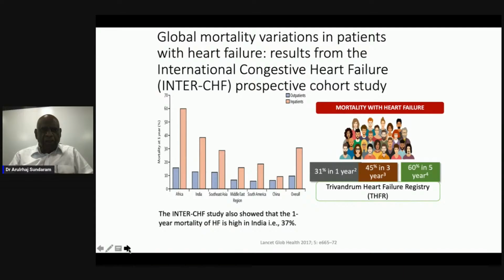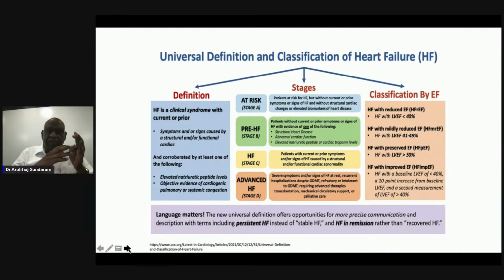Now, global mortality from the International Congestive Heart Failure Prospective Study says the heart failure mortality is high in India, around 37%. There is a registry being maintained, the Trivandrum Heart Failure Registry, which says the first year mortality is 31%, second year, third year 45%, fifth year 60%. Then heart failure and diabetes is a disease with high mortality.